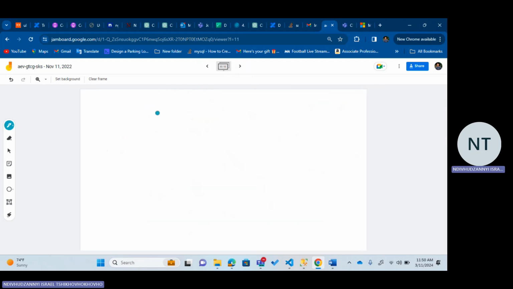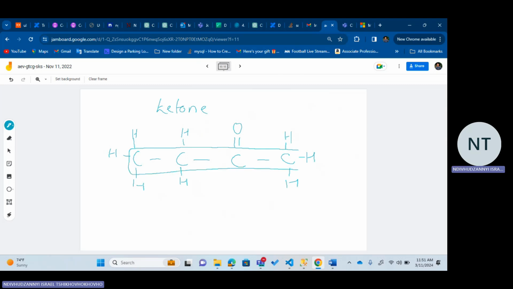Then for ketone, the double bond can only be on the second or up until the second last carbon, right? So we identify the longest chain, we identify our homologous series. You can see that we have a ketone. Then we do our numbering. So it's 1, 2, 3, 4. Then we choose the smallest one.